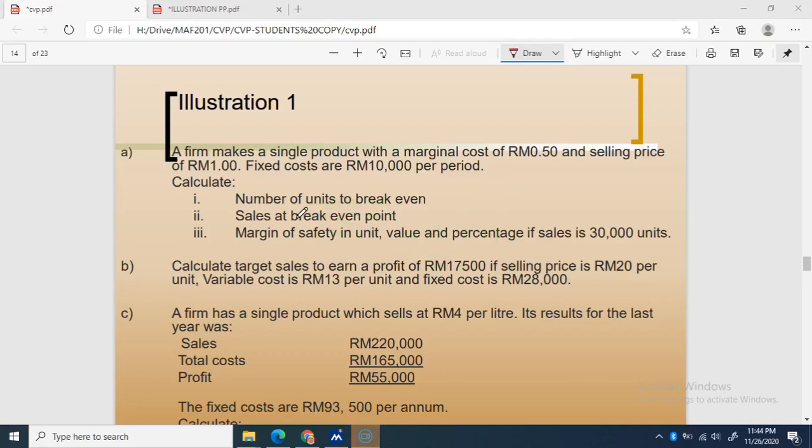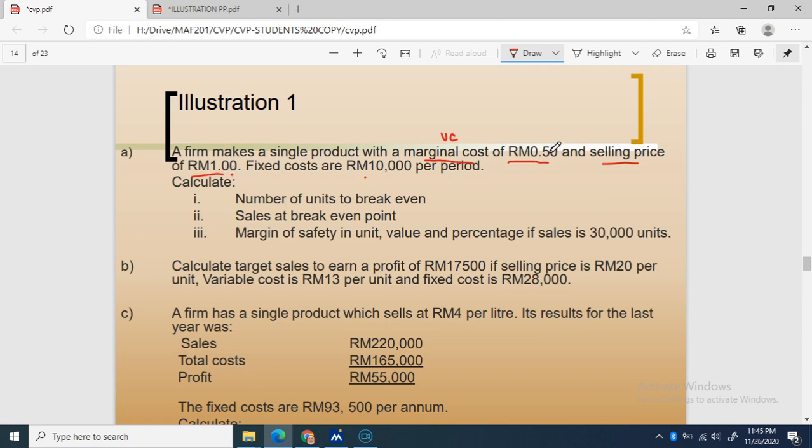Okay, now we refer to the illustrations of CVP by using the formula or mathematical approach. So illustration 1, we have A, B, C. So in A, a firm makes a single product with a marginal cost. So what is marginal cost? Marginal cost is the variable cost. So variable cost 50 cents, selling price 1 ringgit and fixed cost 10,000 ringgit per period.